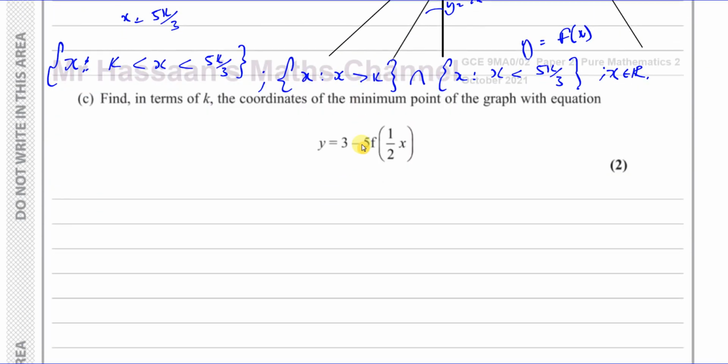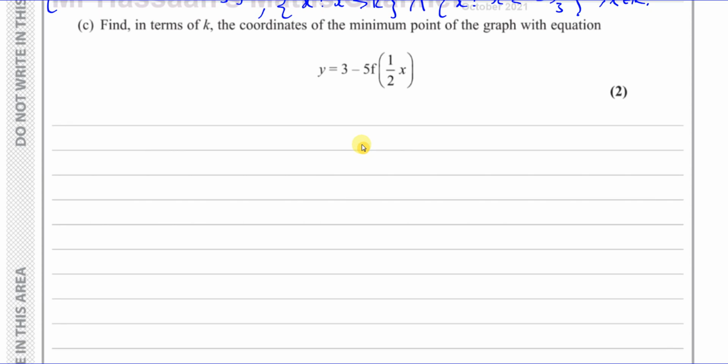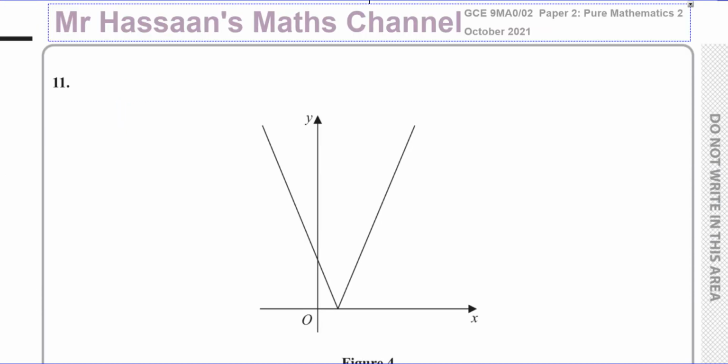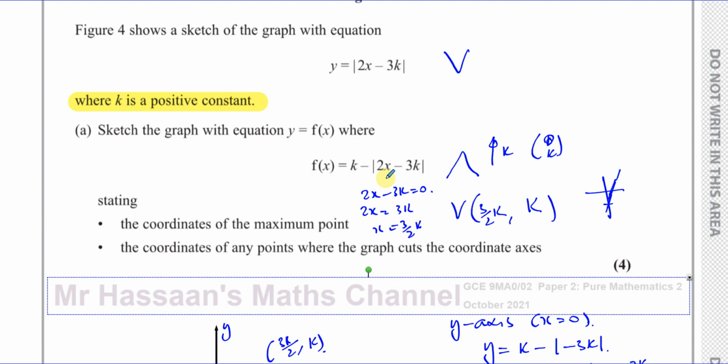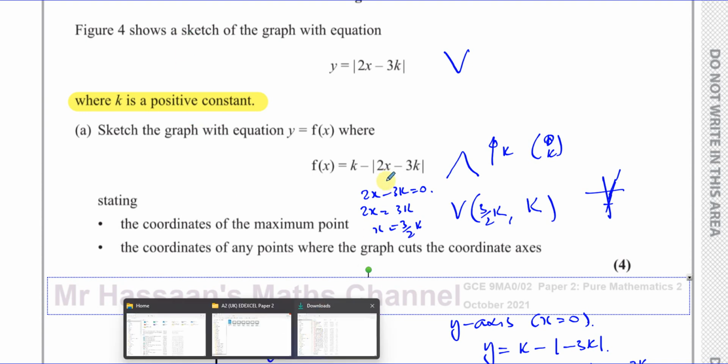Next, we've got to do 11 part C. It says find in terms of k the coordinates of the minimum point of the graph with this equation y equals 3 minus 5 times f of 1/2 x. Now, f of x is what? f of x is this graph here. This is f of x.